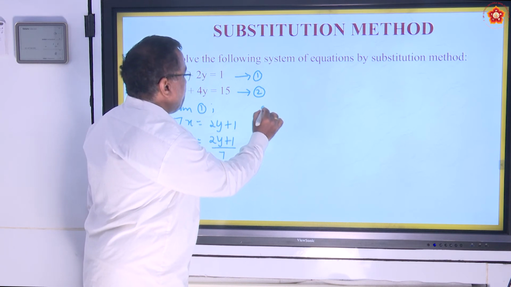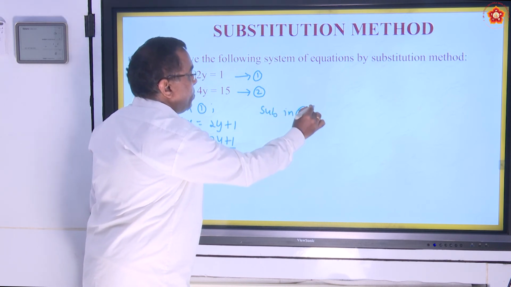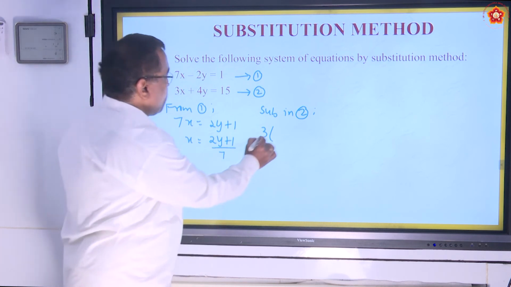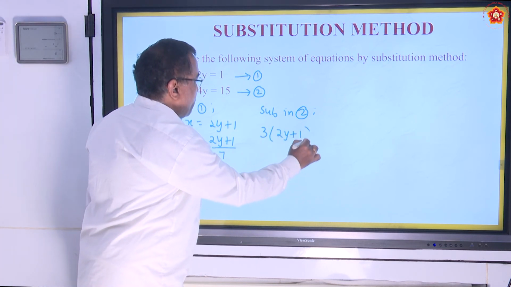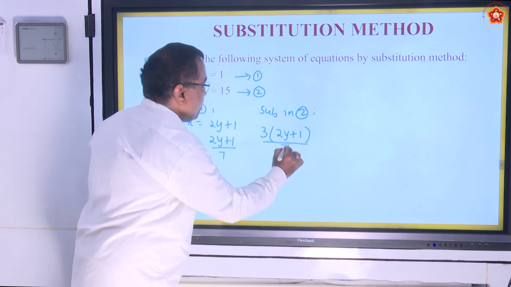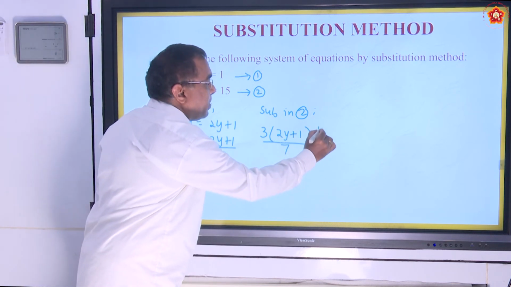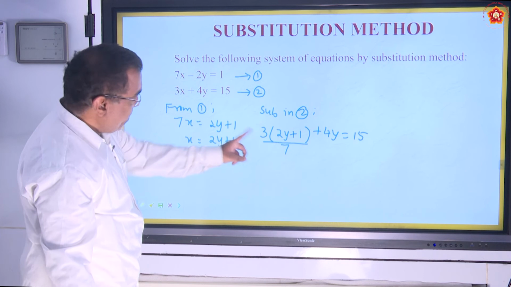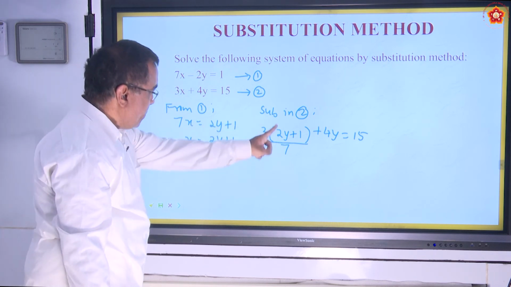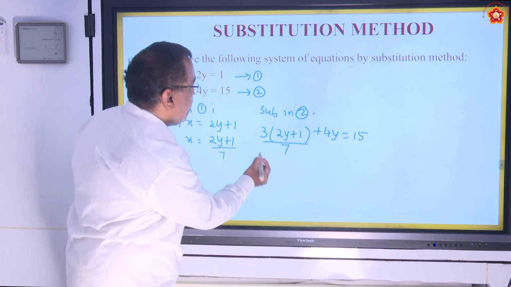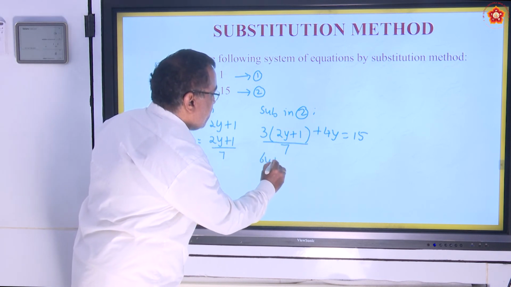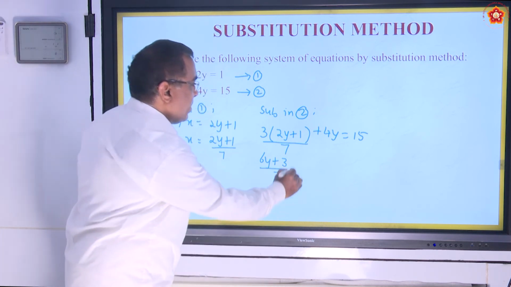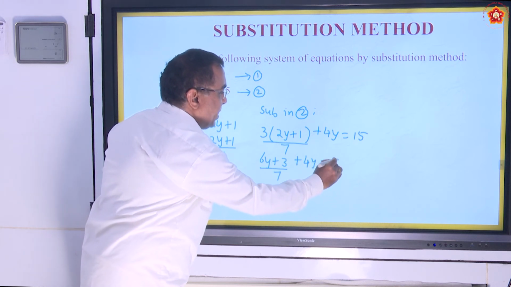In the second equation, substituting in 2, we get 3 into (2y plus 1) whole divided by 7, plus 4y, equal to 15. So now multiply 3 into this value: 3 2s are 6y plus 3, whole divided by 7, plus 4y is equal to 15.